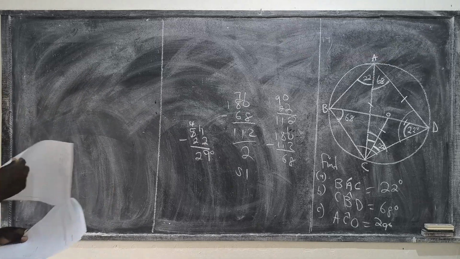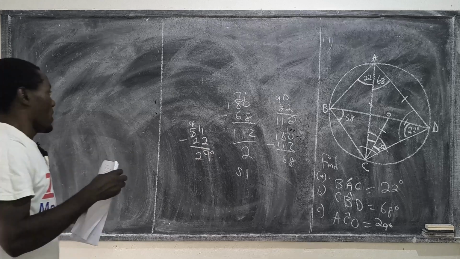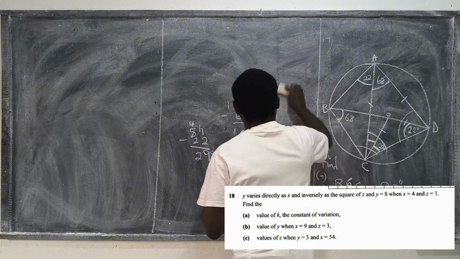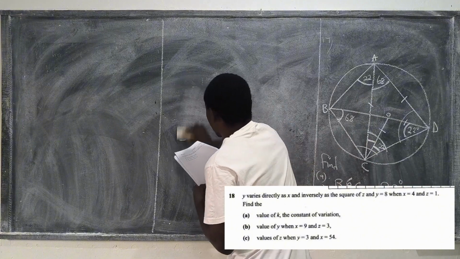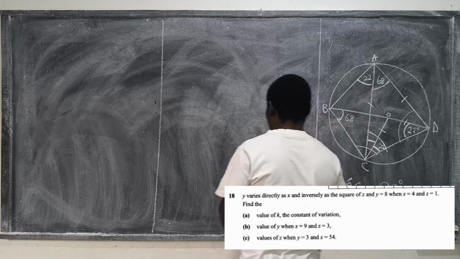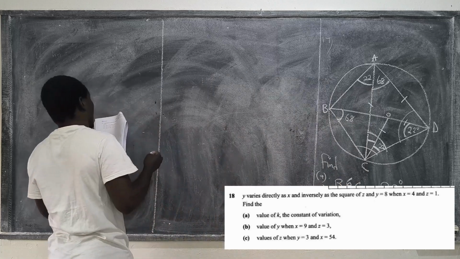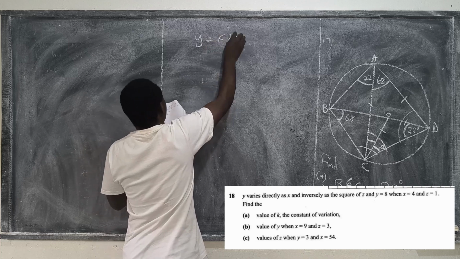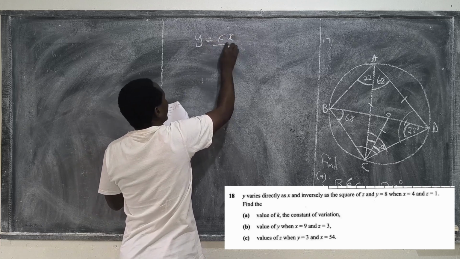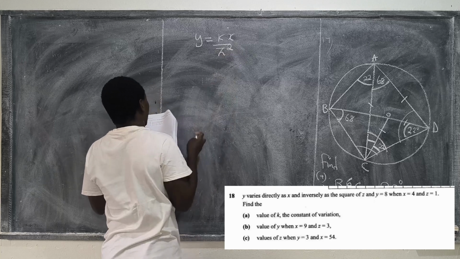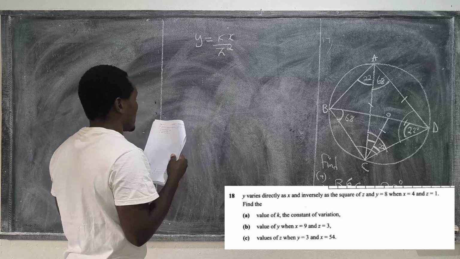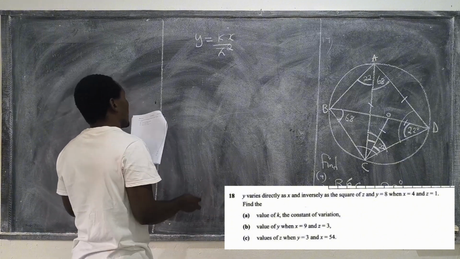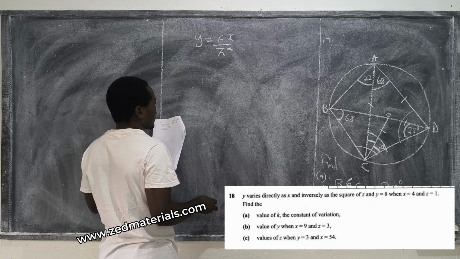Okay, we move on to question 18. Question 18 says y varies directly as x and inversely as the square of z. So y is equal to kx over z squared. Then they're saying y is equal to 8, x is equal to 4, and z is equal to 1.